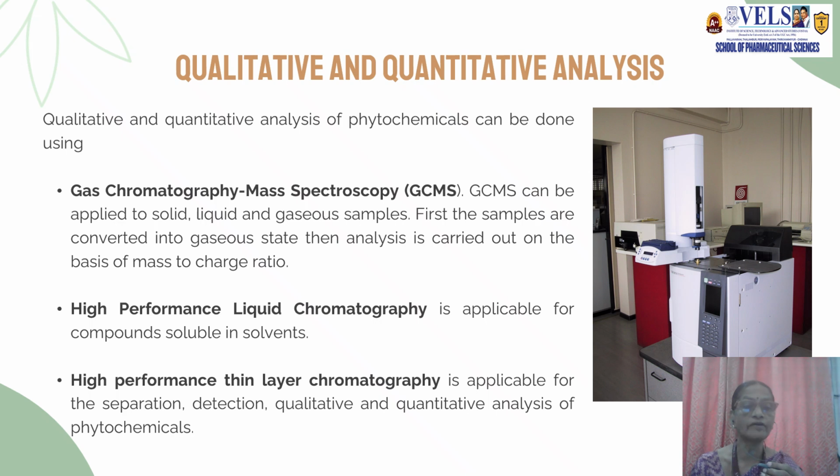So qualitative and quantitative analysis of phytocompounds can be done either by gas chromatography coupled with mass spectroscopy, or by high performance liquid chromatography or high performance thin layer chromatography. GCMS can be applied to solid, liquid, and gaseous samples. First the samples are converted into the gaseous state, then analysis is carried out on the basis of the mass to charge ratio by using the MS technique. In high performance liquid chromatography, a pressurized solvent is used to produce precise separation and precise analysis. High performance thin layer chromatography is applicable for the separation, detection, and qualitative and quantitative analysis of phytocompounds.